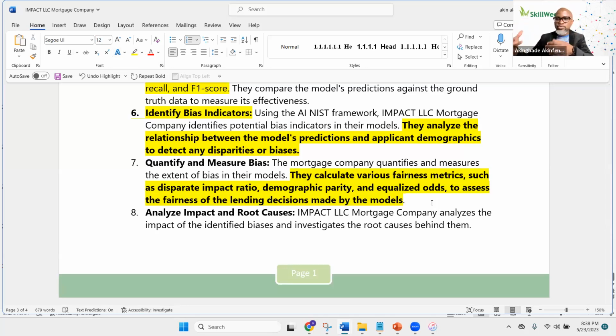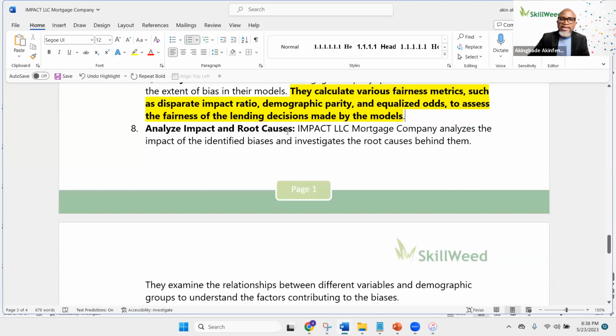So these are tools. There are tools that will do it for us, okay? So don't overthink it. Most of the time, there are tools that would analyze this bias at the end of the day for us, okay? Analyze impact and root cause.